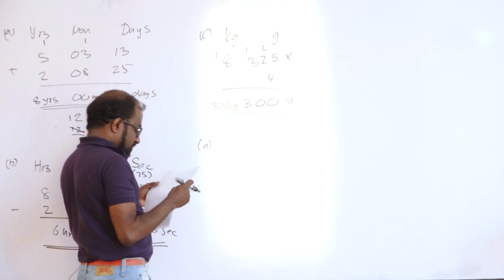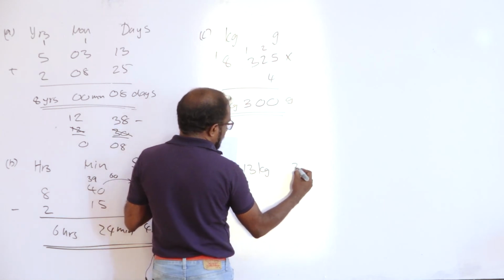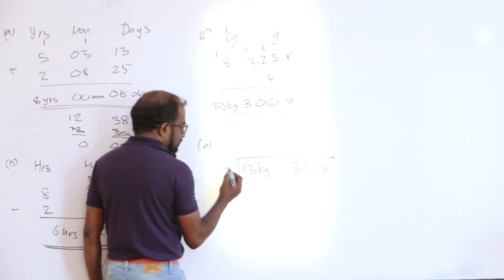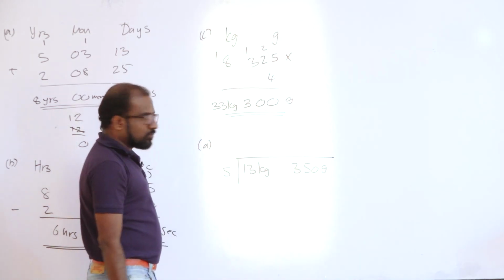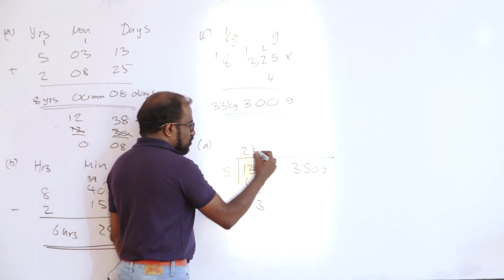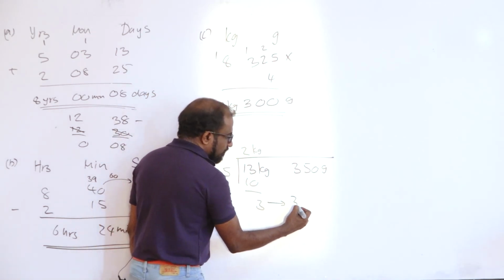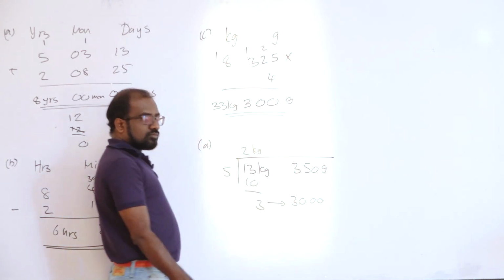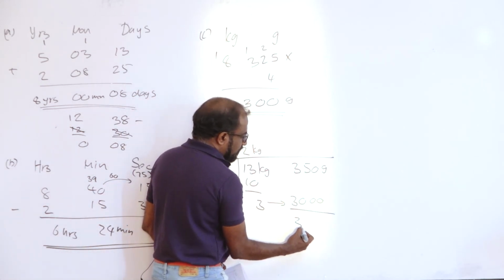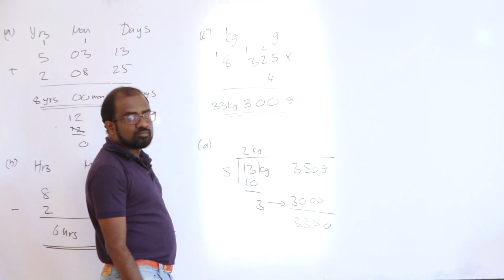The last one, 13 kilograms 350 grams, you are asked to divide by 5. Right? Asked to divide by 5. So 5 times 2, 10. Remainder 3. Right? So here 2 kilograms. So 3 kilograms remain. 3 kilograms can be 3,000 grams. 3,000 plus this 350, 3,350. Right? So now divide by 5.